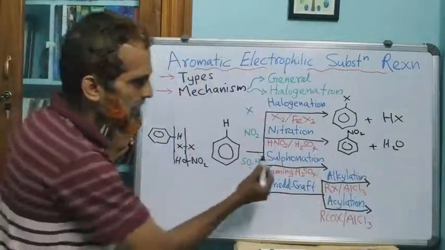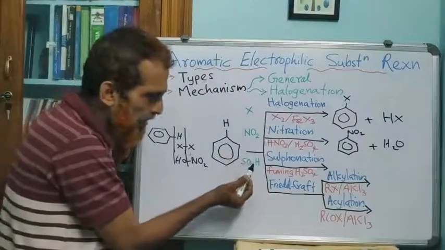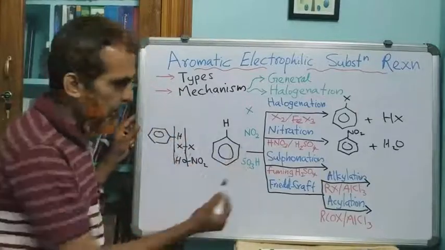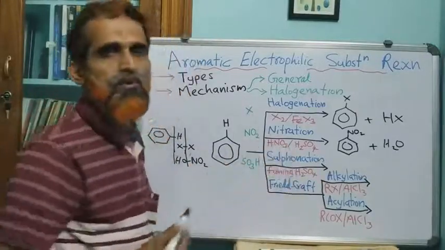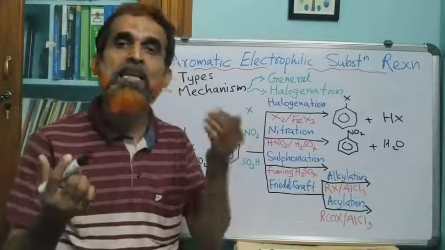The third reaction is sulfonation, where the incoming group is SO3H. H is replaced by SO3H. What is the reagent? Fuming sulfuric acid. What is fuming sulfuric acid? Sulfuric acid which is rich in SO3.